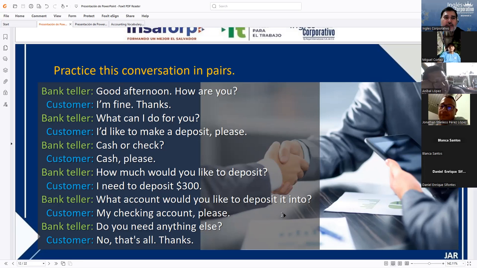To deposit it into. What account would you like to deposit it into? Okay, that's all. Let's go to the groups and let's practice this conversation.